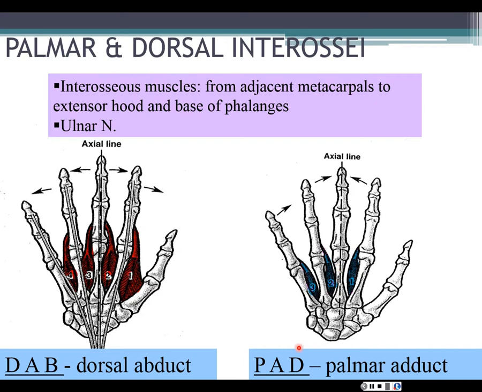Look on the palmar side, these are PAD, palmar adductors. So these muscles are all positioned where they can adduct the fingers back into the neutral position. Because the third finger has 2 abductors, it doesn't need any adductors, because if the finger was abducted over here, the other dorsal abductor would pull it back. So the third finger does not have any adductors, but it has 2 abductors.